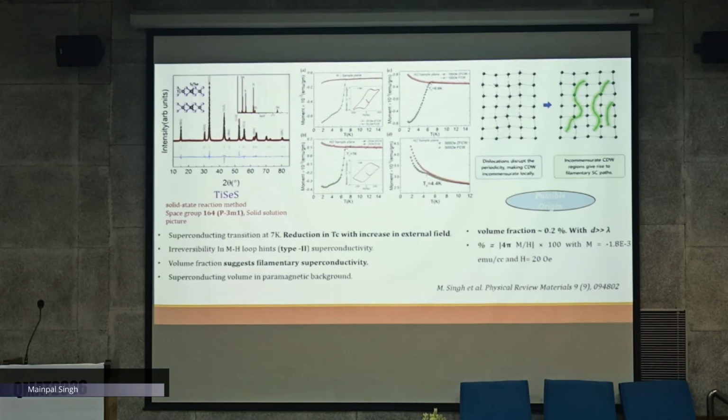So this is a very brief summary of recent work which we published in Physical Review Materials last year. We prepared TiSeS polycrystalline material by the solid state reaction method, but surprisingly we observed a filamentary superconducting phase in this particular material. Earlier reports, for single crystal as well as polycrystalline material, consisted only of CDW phases but no superconducting phases.